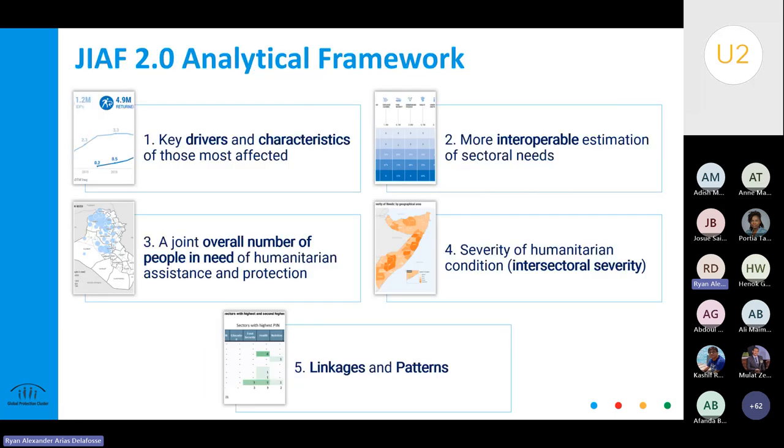So I'm going to go through 5 pieces of the analytical framework, and we're going to look at these 3 modules. The first is module 1, which is going to determine the key drivers and characteristics. Module 2 is going to be point 2, more interoperable. I will get into what interoperable means, and I think this is a piece where there has been a lot of confusion, so I think it's really important that we go over that. And then module 3 are the last 3 points, 3, 4, and 5. That's going to be overall PIN, intersectoral severity, as well as final analysis as linkages and patterns.